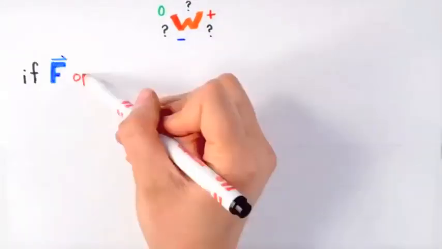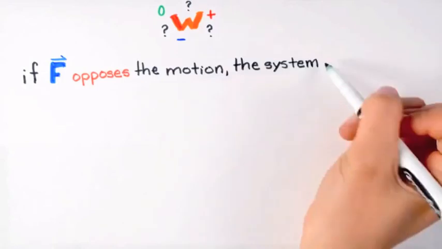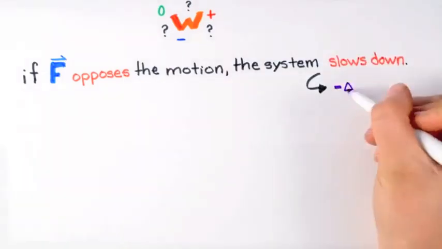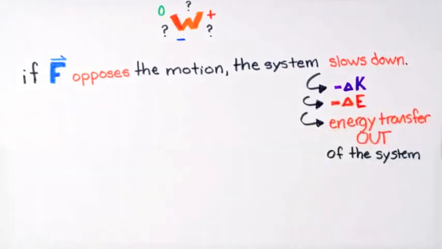Intuitively, we would expect that when F opposes the motion, points in the direction opposite to the system's displacement, then the system should slow down. So delta K, the change in kinetic energy, is negative. And here, so too is the change in the system energy, delta E. By the energy principle, this means energy is transferred out of the system to the surroundings. That transfer out is negative, which means the work done is negative.